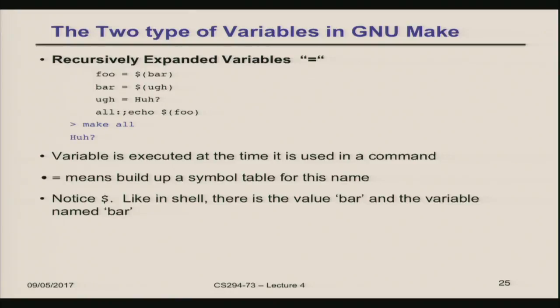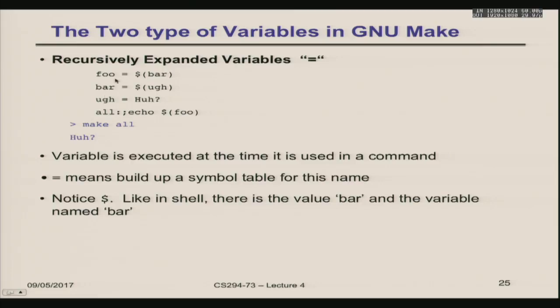So here's a simple example of the two types of things in GNU Make. You have recursively expanded variables, things that are defined using an equal sign. So here I have three variables, foo, bar, and ug. Now, what do these three lines mean?